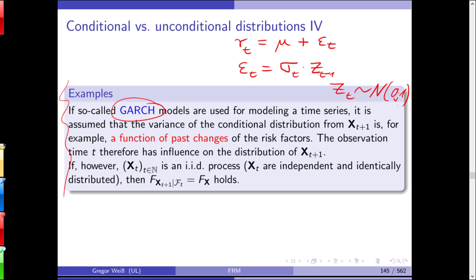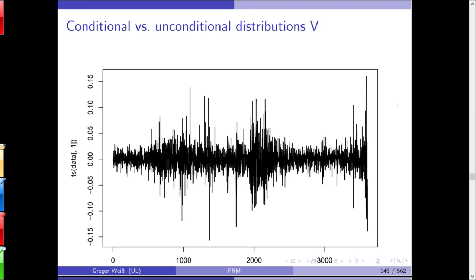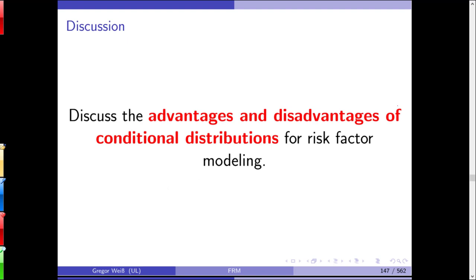So this is one example of a very famous model that uses a conditional model to model stock prices or stock returns. And if we are looking at stock prices, this graph for the DAX, I think this is the DAX, should show you that stock prices are definitely time varying, and stock returns change over time. So we need a dynamic model to account for the time series properties of this data. An unconditional model would not be of any use here.